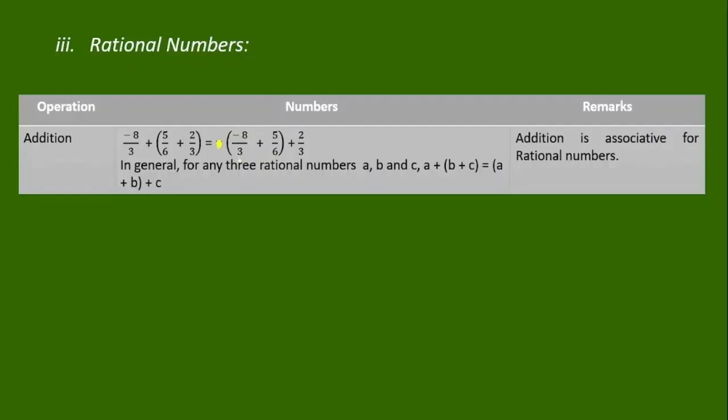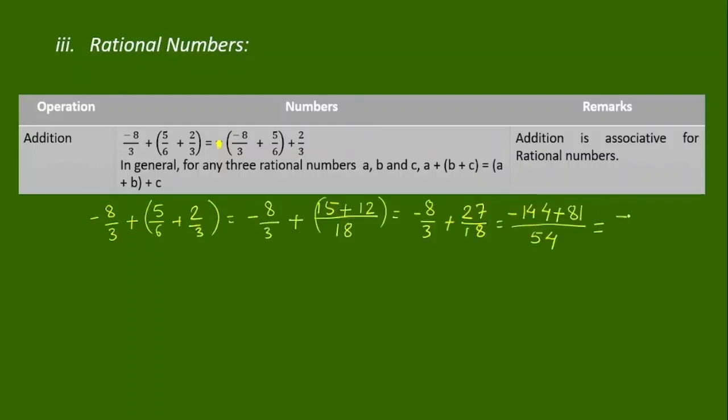So minus 8 upon 3 plus 5 by 6 inside the parenthesis plus 2 by 3. Now let's solve this. So minus 8 upon 3 plus 5 upon 6 plus 2 upon 3. So let's solve the LHS side first. So this will come as equal to minus 63 upon 54. So this is my LHS answer.